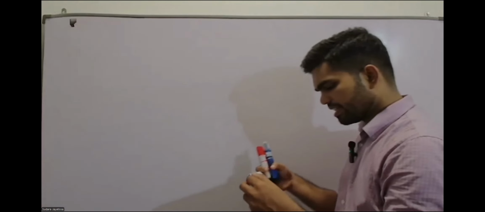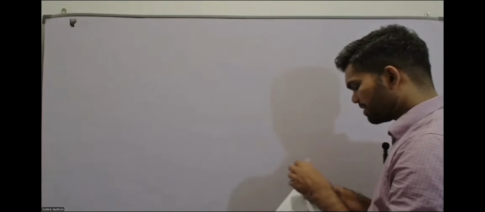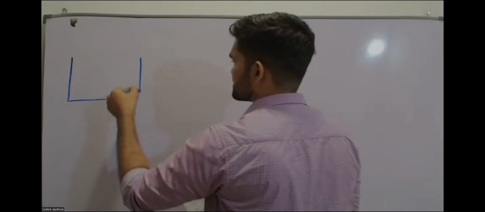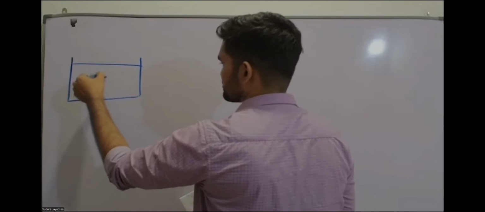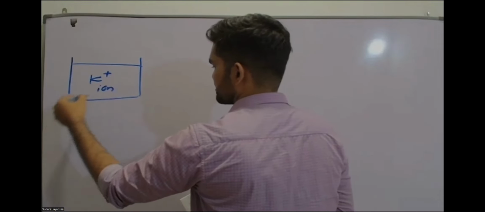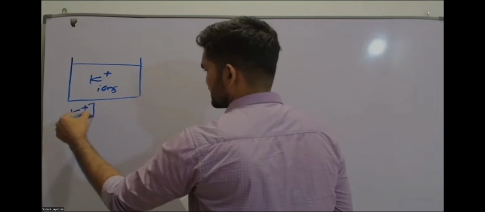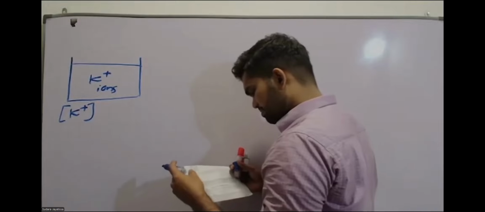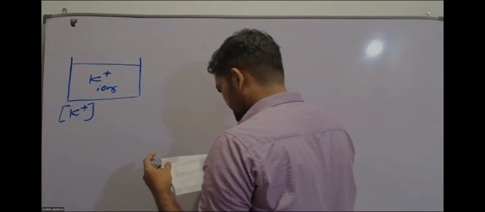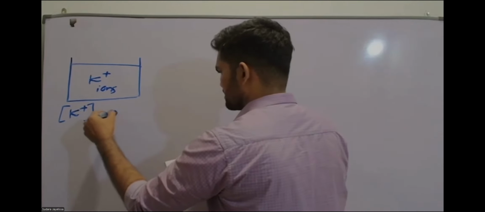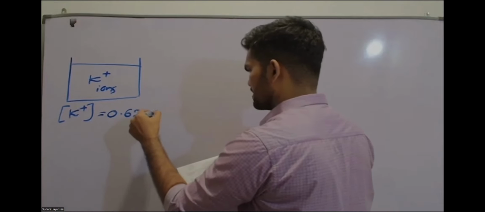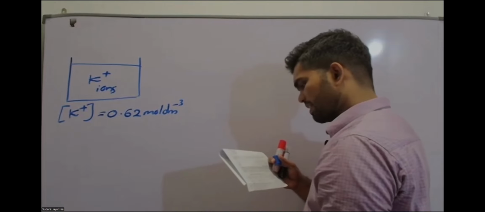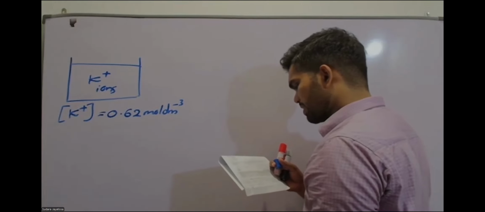Okay, so the question says like this: the concentration of potassium plus ions, K plus ions. The concentration of that, this is the symbol for the concentration, we put a square bracket, in a solution is 0.62 mole per decimeter cube. So that data is given at the end of the paragraph. You have to read it properly to understand.